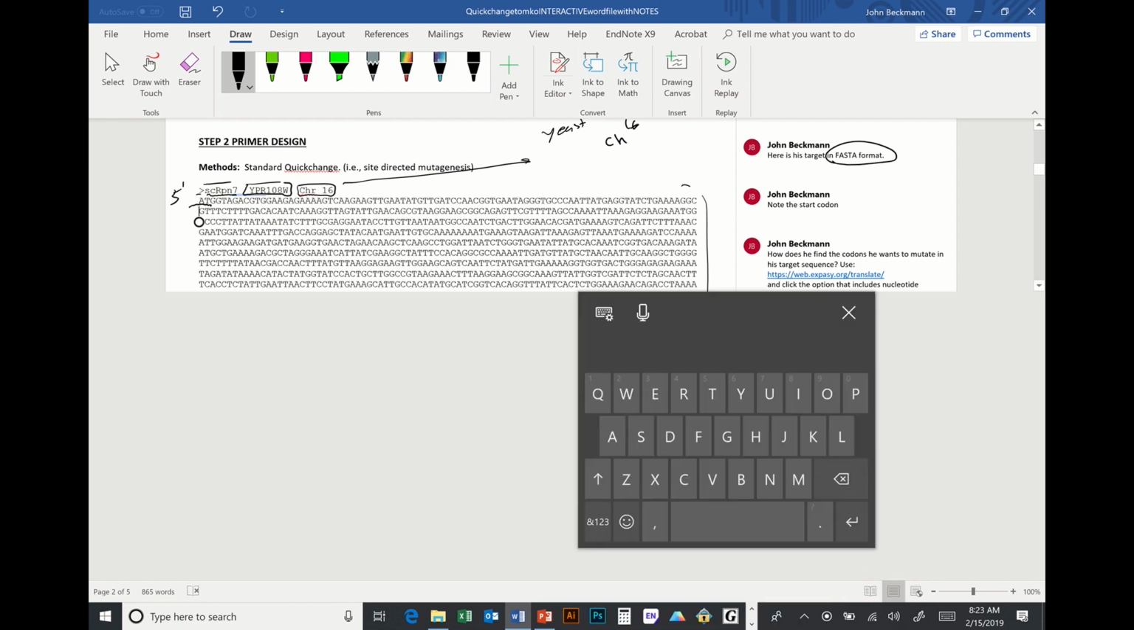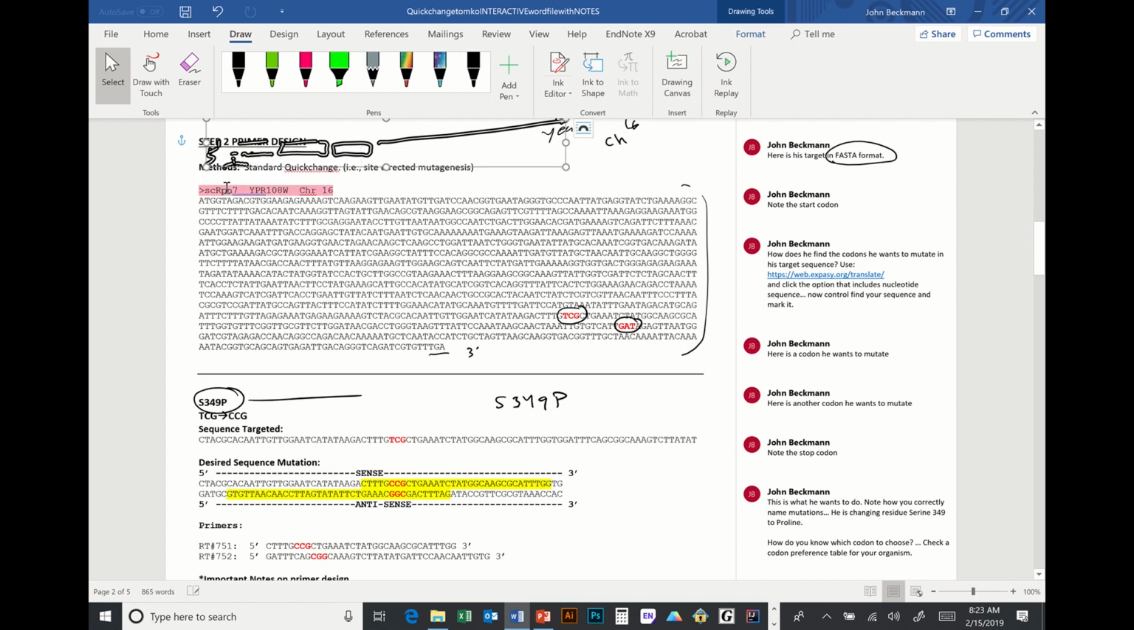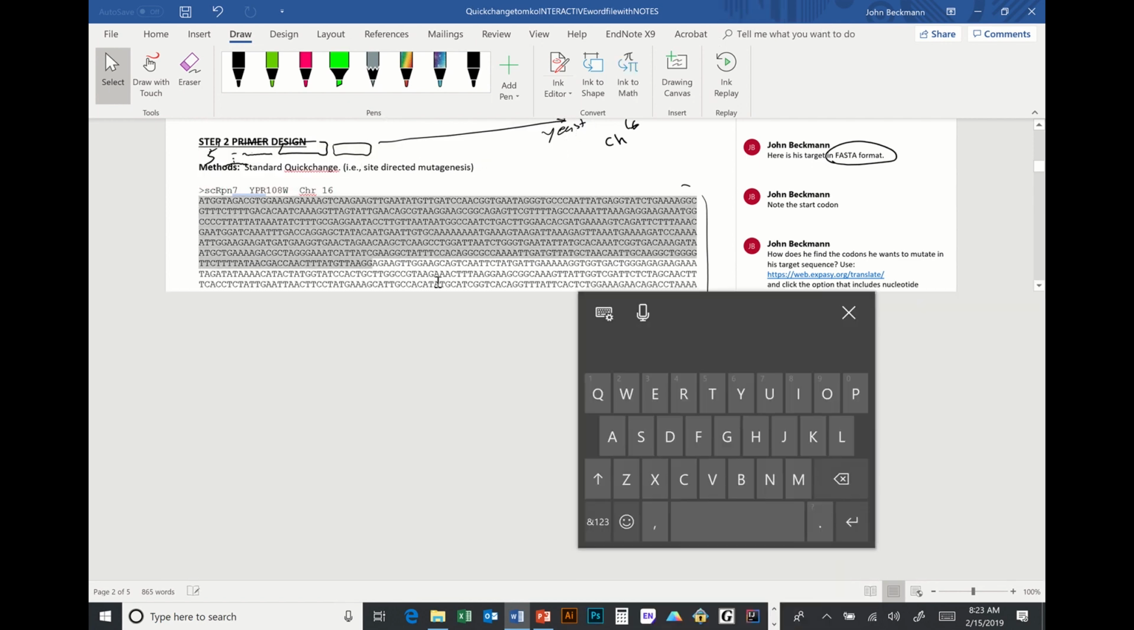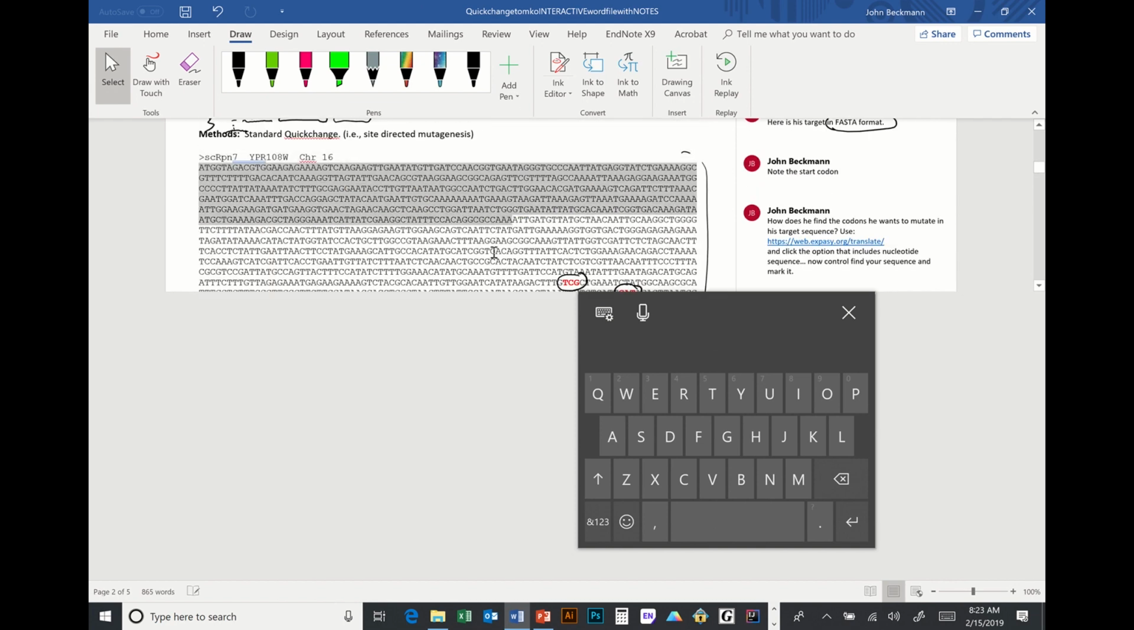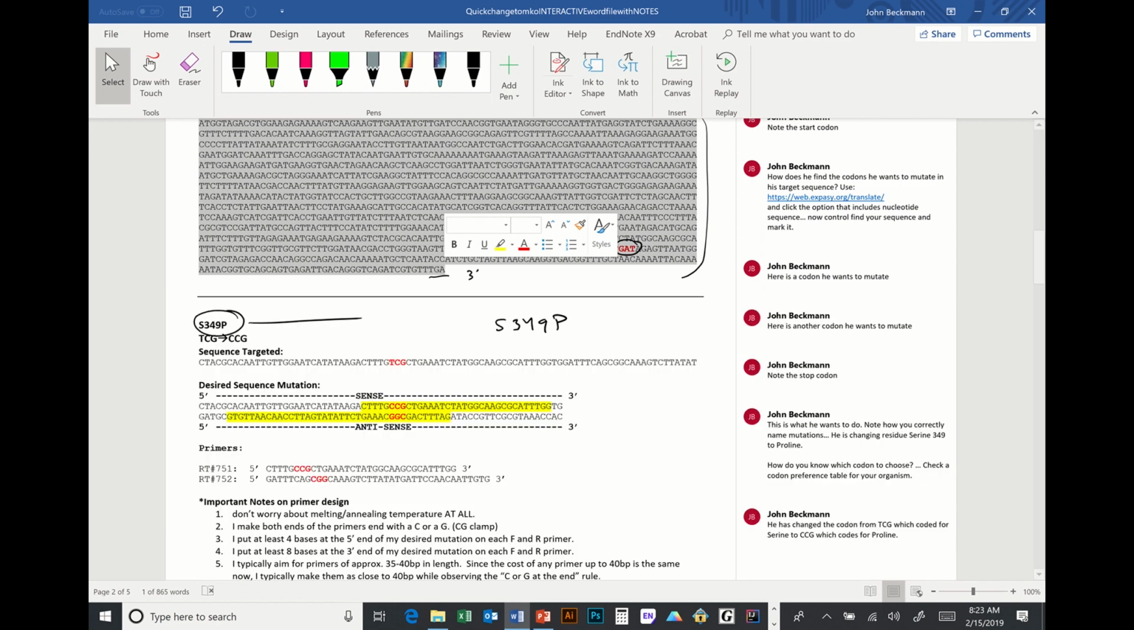Let's see if I can do this. Oh my gosh, I'm going to have to plug it in. Let's see. Turn off draw. Select. Oh my gosh. I can do this. But I can't right click. How do I cut? How do I copy? Well, I'll just make it up on the fly.